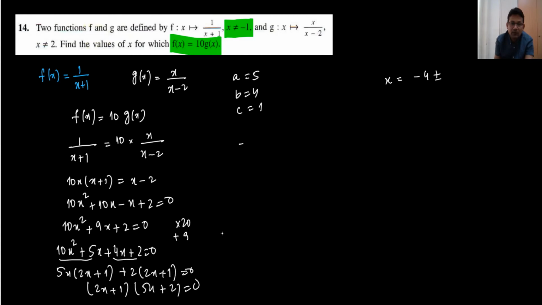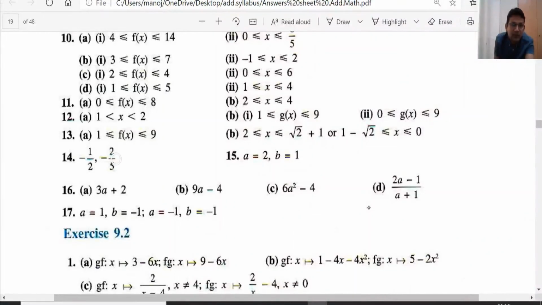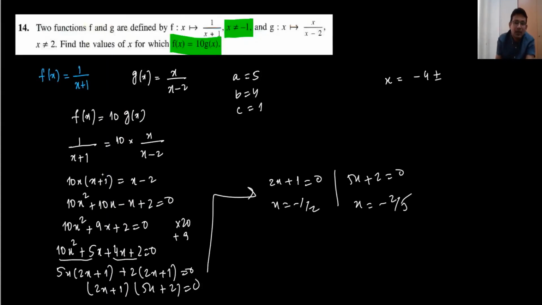So now moving to this part, what we have to do: 2x plus 1 equals 0 and 5x plus 2 equals 0. So x is coming minus 1 upon 2 and x is coming minus 2 upon 5, and the answer is minus 1 upon 2 and minus 2 upon 5. I don't want to edit my video actually. So that was a mistake and we found where our mistake was and got the right answer.